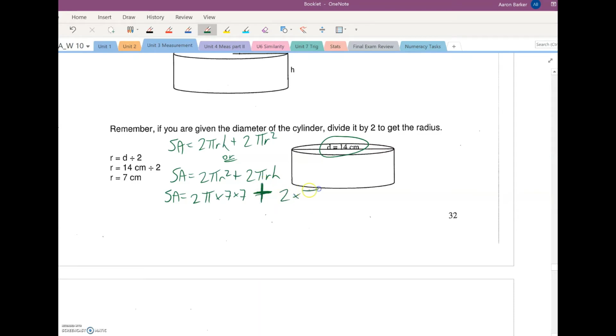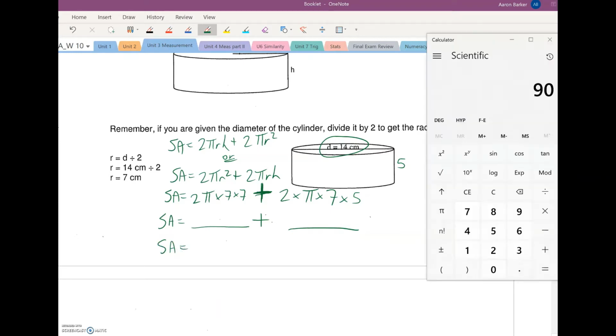2 times pi times 7 times the height. Let's say the height is 5 times 5. Okay, so I have to get my two answers. Go ahead, try it in your calculator, practice it.